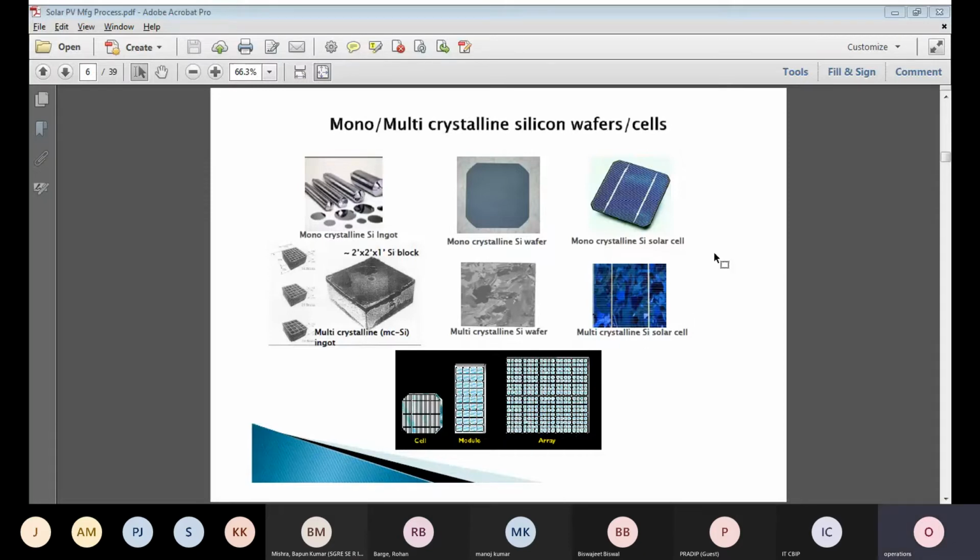The highest sizes, from 166 onwards, come in mono PERC only, not in poly. Polycrystalline is limited to up to 340 or 350 watt peak only, and the size is limited to 158.75 by 158.75. That is the poly technology. For mono technology, it starts from 158 and ends with 210 mm.